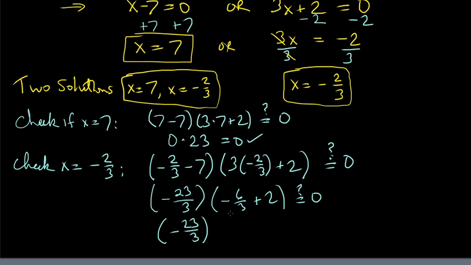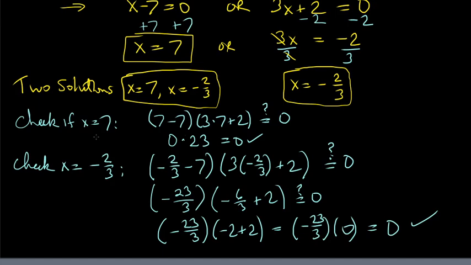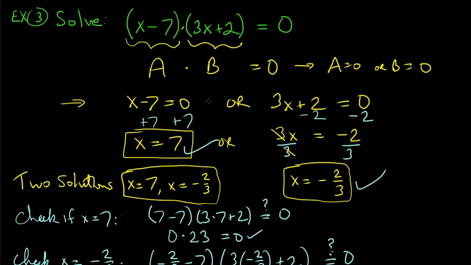But lucky for me, negative 6 divided by 3 is just negative 2. And negative 2 plus 2 is indeed 0, right? So you're going to end up with negative 23 over 3 times 0, and anything times 0 is 0. So, right, 7 is the solution, and negative 2/3 is the solution. They both work. So we get 2 solutions to this equation.